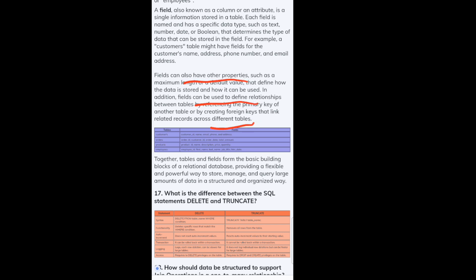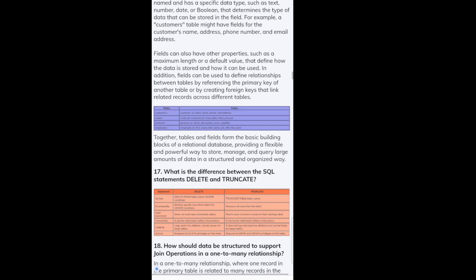Whatever you know about fields, you can discuss with the interviewer and let them know. Likewise, tables, for example, a customer table, orders table, product table, employees table, whereas fields are IDs, names, and so on. Together, tables and fields are the basic building blocks of relational databases, providing a flexible way to store information and manage or write SQL queries in an organized fashion. With the help of these two, we can create tables and store data in them.